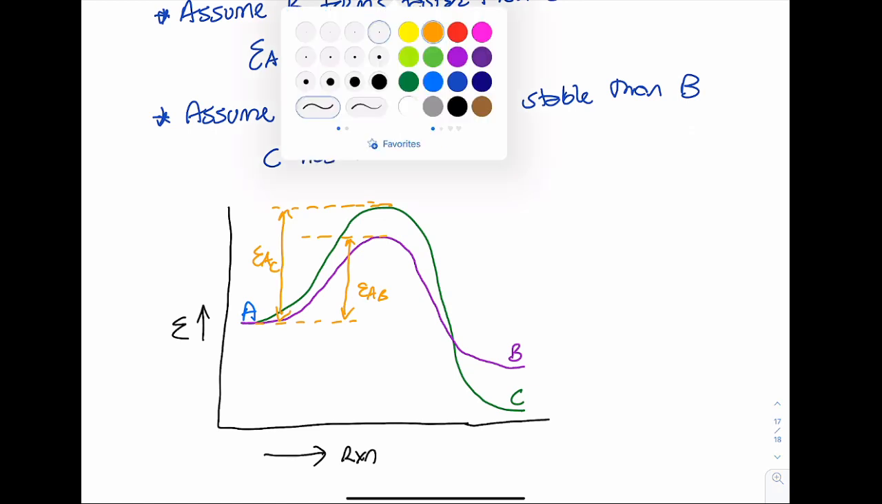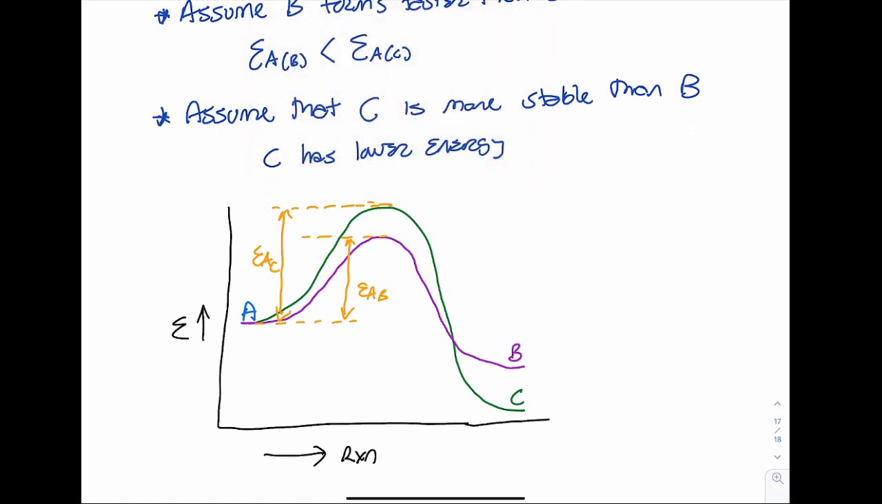But then if I look at my free energy changes, C is more stable than B is. So this is my free energy change for B. This is my free energy change for C. So C is lower in energy, it's more stable, but it takes longer to form. B is higher in energy, it's not as stable as C, still more stable than A. It's still spontaneous, it's still going in the forward direction, but it's going to form faster.